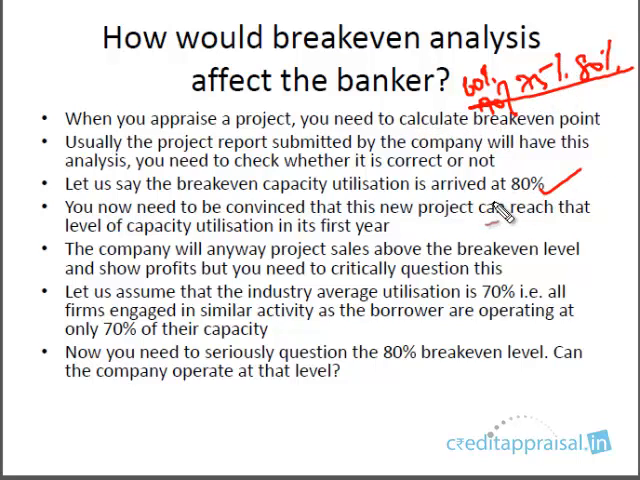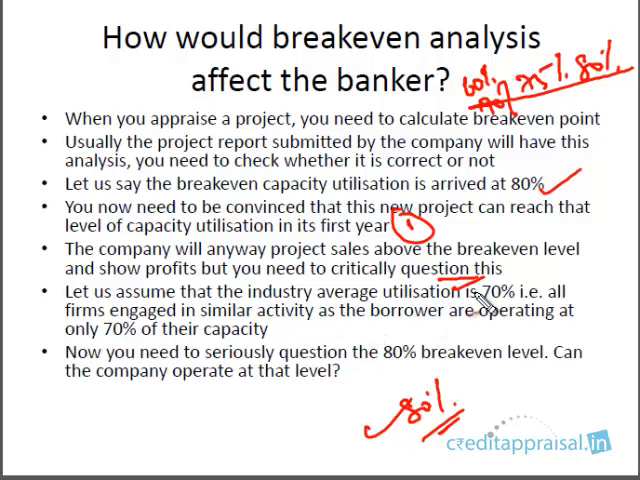So in this example, the 80% is a very high figure. Can the project achieve that level of capacity utilization in the first year? This is the first point you need to consider. Second, please remember that the company will anyway show capacity utilization of 80% in the projections. We are not saying the company will not show it. The company will show it. Now you have to question whether this can be achieved or not. Okay, that's the first point.